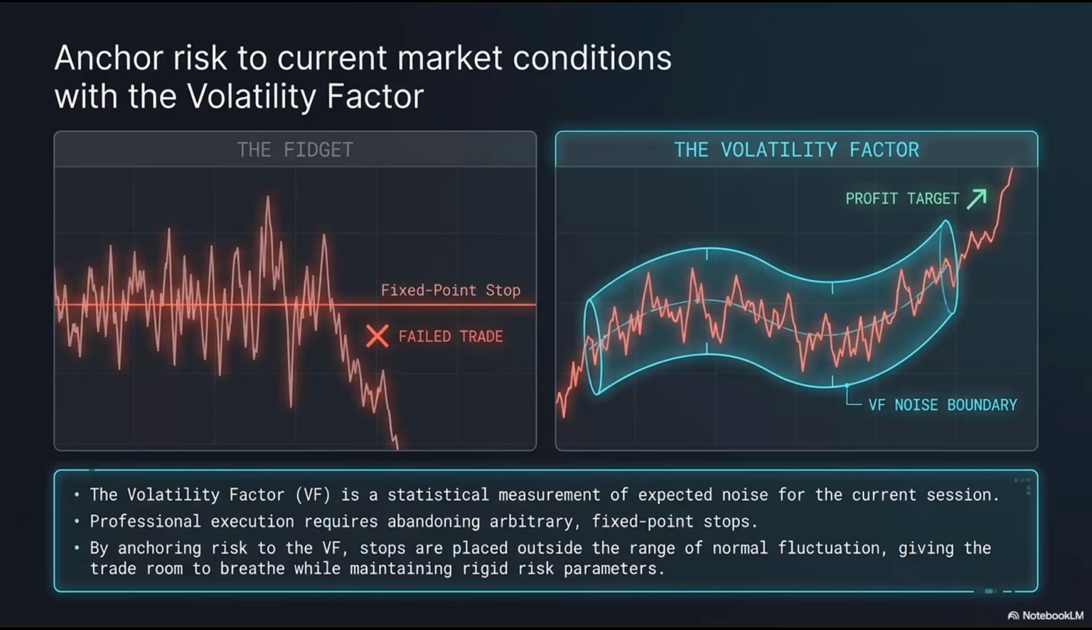At TradeCraft, we teach you to anchor your risk to the volatility factor, or VF, a statistical measurement of expected noise for the current session. By utilizing the VF, you ensure your stops are placed outside the range of normal fluctuation, providing the trade necessary room to breathe while maintaining a rigid, data-driven risk profile.